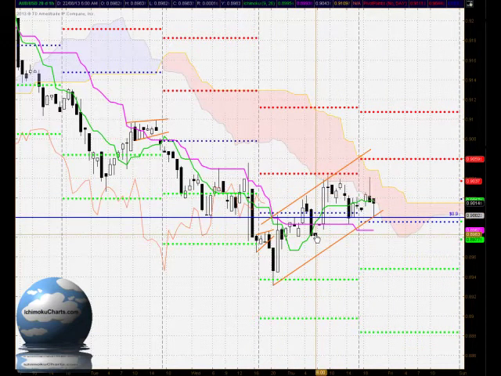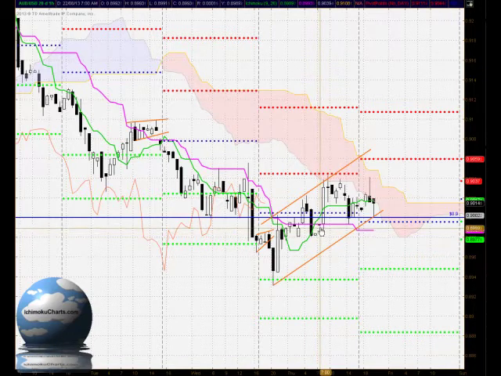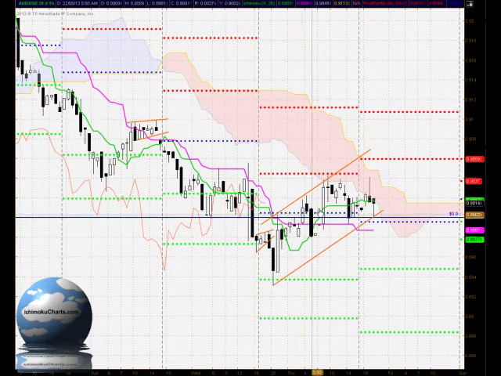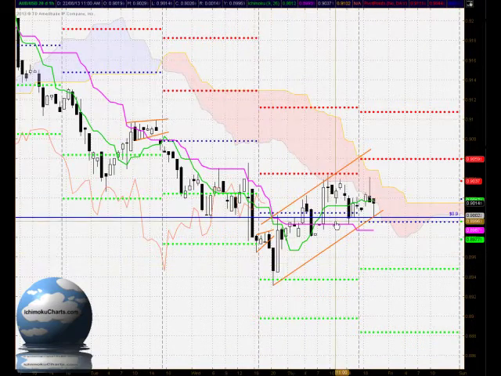Now, I know some may be tempted to suggest that we have a head and shoulders pattern in this congestion that the market's in, with a left shoulder, a head and a right shoulder, but really we don't see head and shoulder patterns like that. That pattern in that configuration would need to be at the end of an uptrend, not the end of a downtrend. So if anyone suggests that that's a head and shoulders pattern, that's really not quite correct.